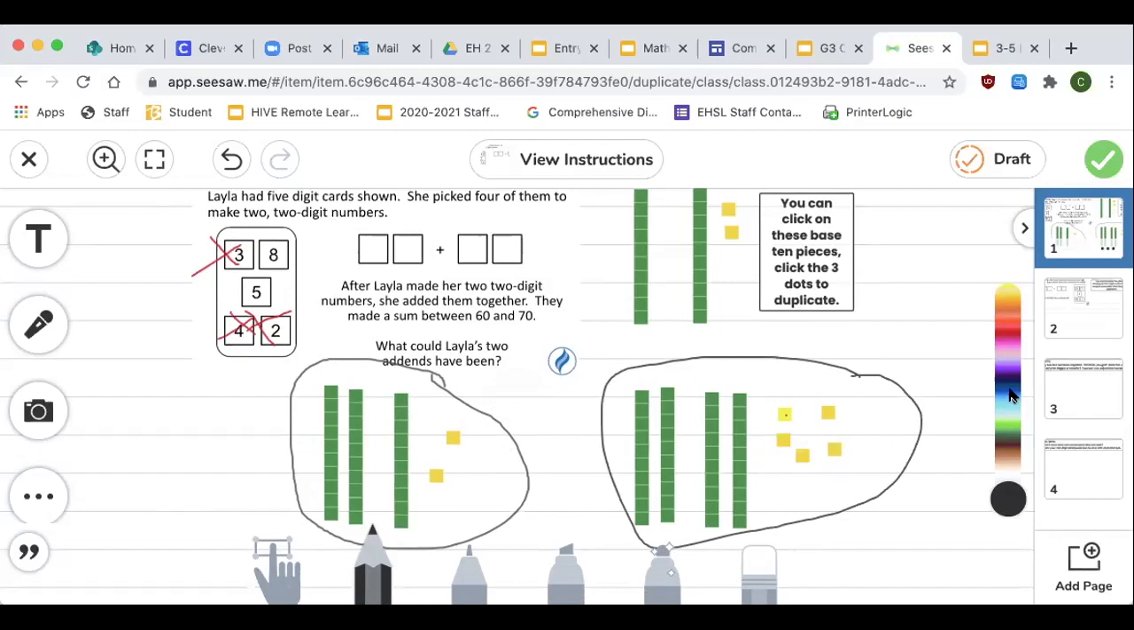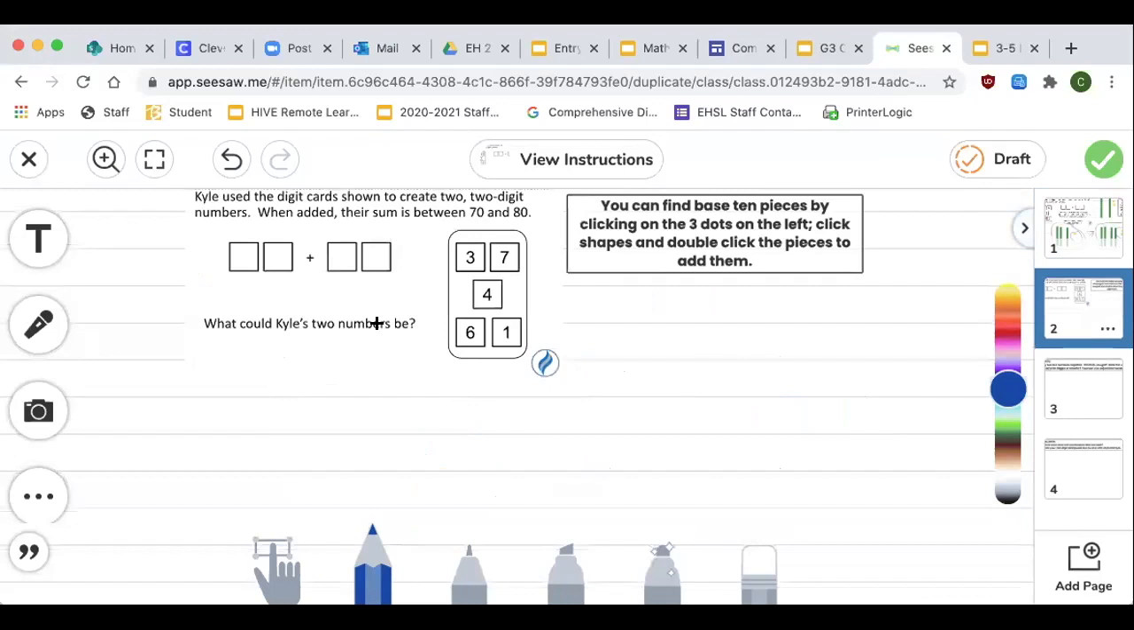Well, 5 and 2 make 7, and then 10, 20, 30, 40, 50, 60, 70. Oops, that's 77. Does that fit with the answer between? I'm not going to do that work right now, though. You do have another one.